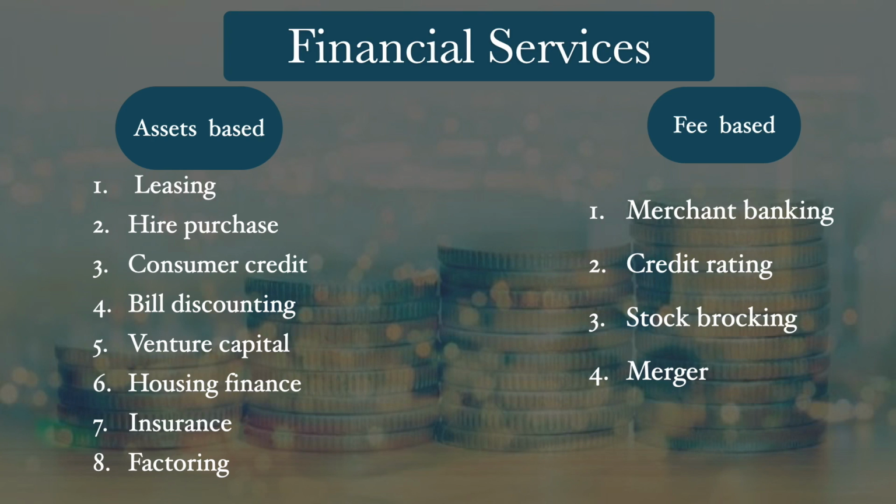So as I told, there are four components, right? So today we'll be looking at financial services. Financial services is subdivided into asset-based and fee-based. Under asset-based, we have eight different categories of services. It's called leasing, hire purchase, consumer credit, bill discounting, venture capital, housing finance, insurance, and factoring. Under fee-based, we have four categories: merchant banking, credit rating, stock broking, and merger. So today we'll be looking at only fee-based services, only the four kinds of services under that.